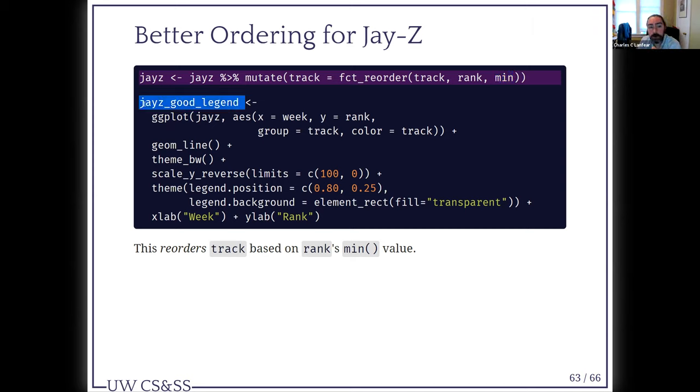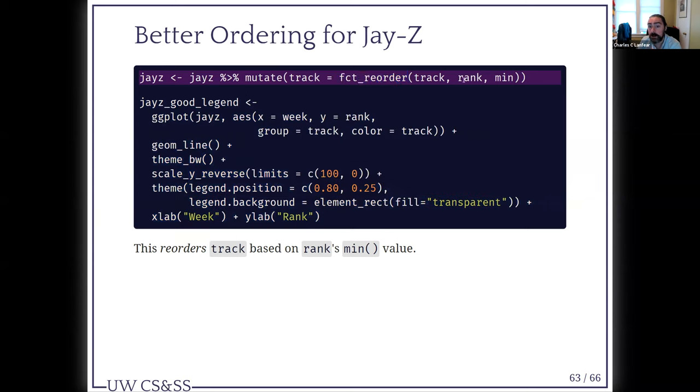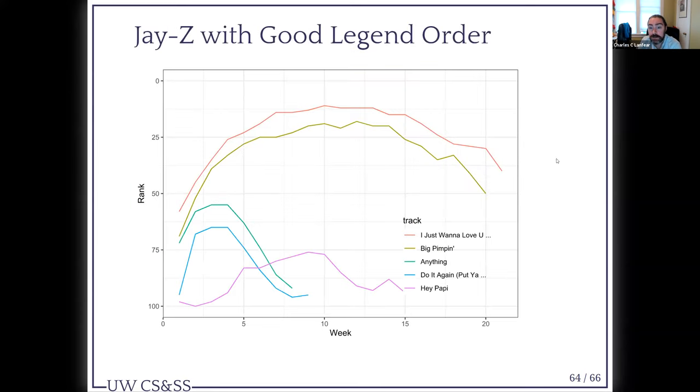I then make a good legend plot, which is exactly the same plot as before. The only difference is I have reordered the track factor by the rank of the song. My new plot looks like this. It's the same data, but now the legend here has the top ranking song top, the bottom ranking song bottom. So it's approximately in the order of the lines on it. This makes my plot look a little bit better.